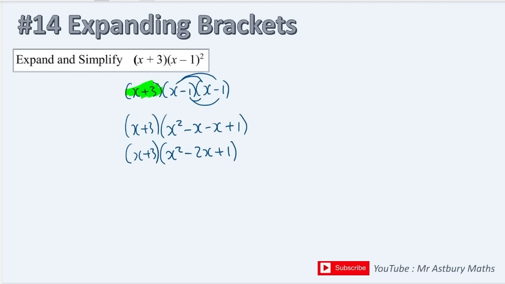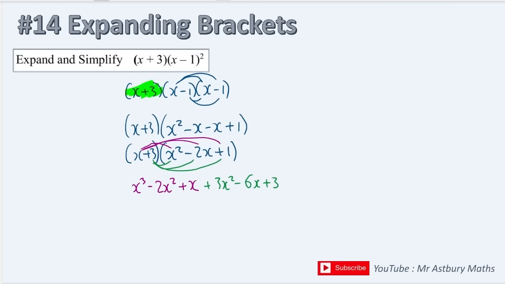And then what I'll do is I'll multiply x along the top here by each of these, and that will give me x cubed minus 2x squared plus x, and then I'll multiply 3 by everything in this bracket here down the bottom, which will give me 3x squared minus 6x plus 3. It's just a really good way of making sure that you get all 6 terms come out.